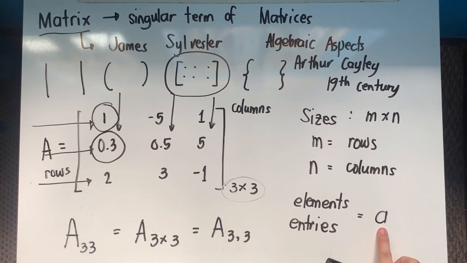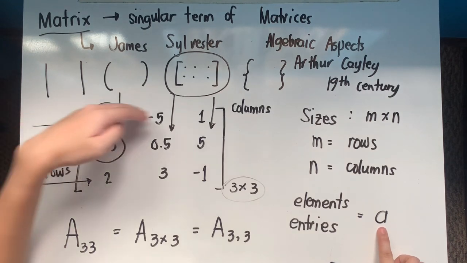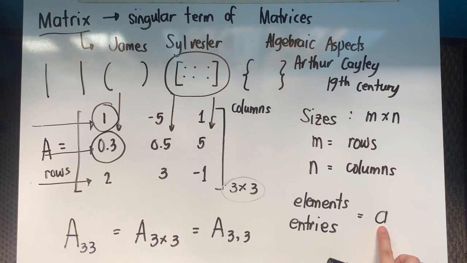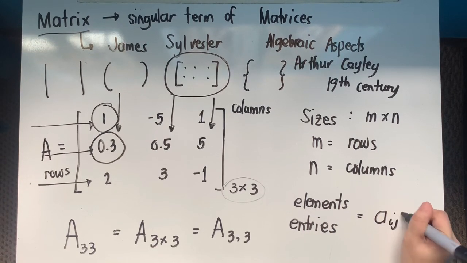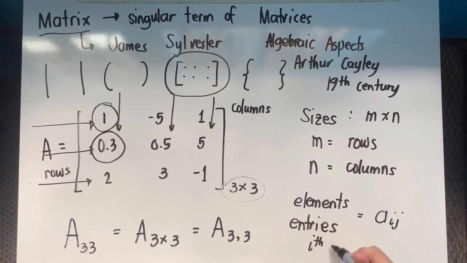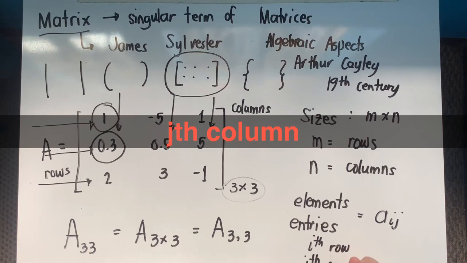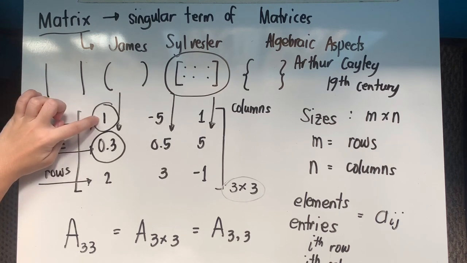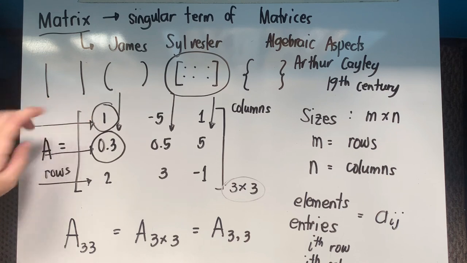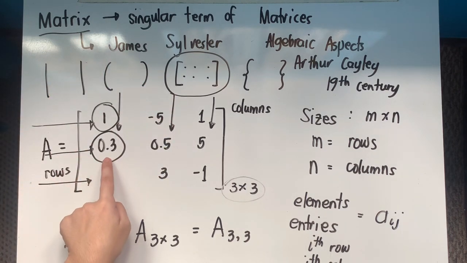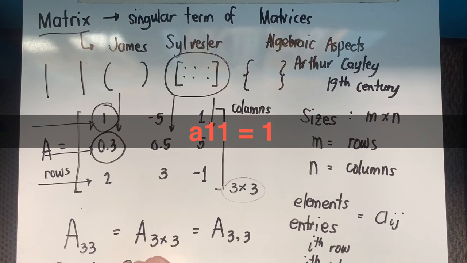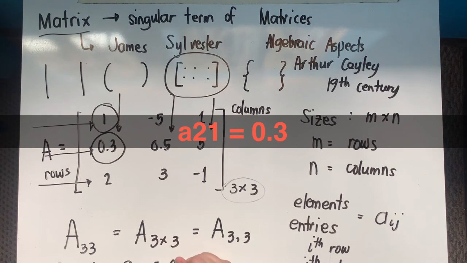And every entry will be represented uniquely based on its position, on what row and on what column the particular entry or the particular element is located. Thus, in general, every entry or every element is named as aij, where i refers to the ith row and j refers to the jth column where the element is located. So for element 1, this is a11, right? First row, first column. 0.3 is named as a21. So a11 is equivalent to 1. a21, that means second row, first column, that's 0.3.